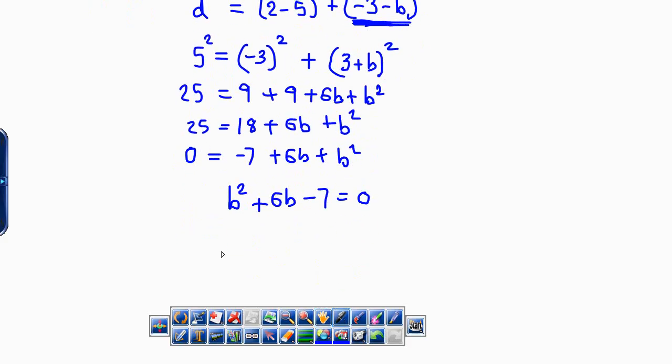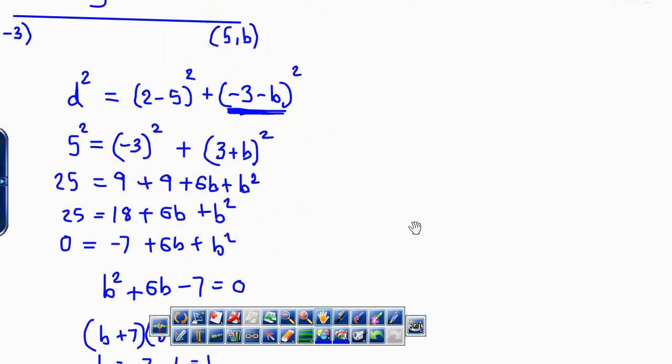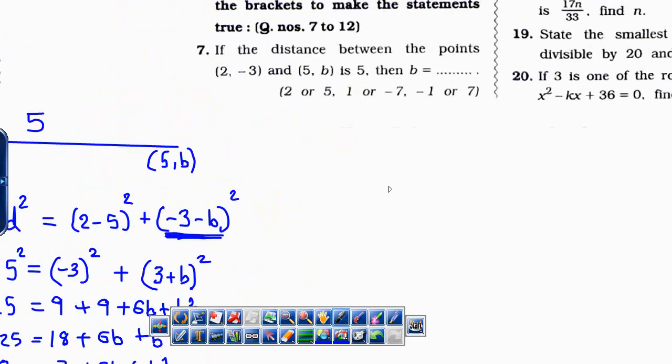Do middle term splitting. You will get b plus 7 and b minus 1. Therefore b is equal to minus 7, b is equal to 1. These are the two answers, minus 7 and 1. If you make even a silly mistake and get minus 1 and 7, you will go wrong.